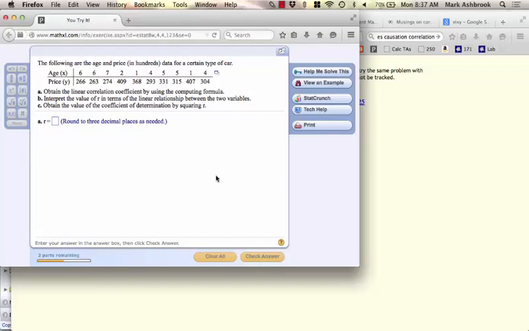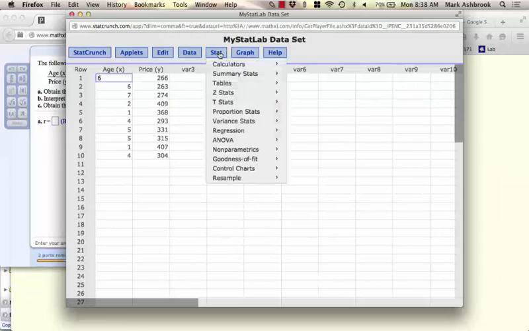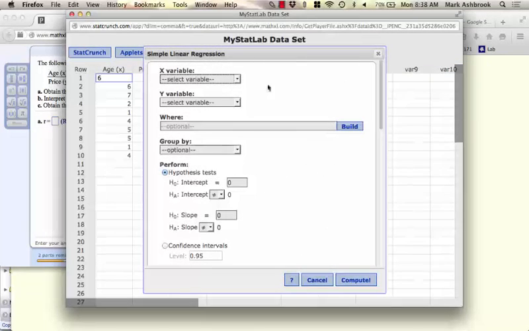Okay, so here are the following age and price in hundreds for a certain type of car. Obtain the linear correlation coefficient by reading the formula, interpret the value of R, and then determine the coefficient of determination by squaring R. So let's just run through this. Open StatCrunch. We're still doing regression, simple linear. X variable is X, Y variable is Y.